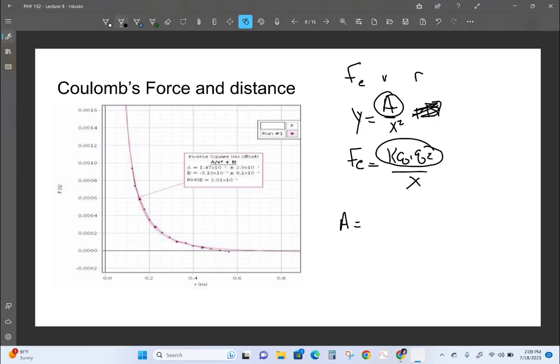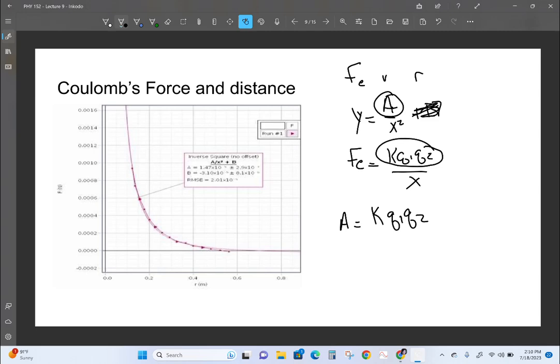So a is equal to Coulomb's constant times the value of the first charge times the value of the second charge. In this case, we have a Coulomb's constant. It looks like it's 1.47 e to the 9. I can't read it very well, but let's say it is. If we know what q1 and q2 are, we can solve for k.